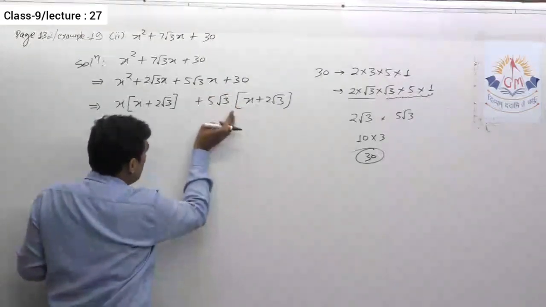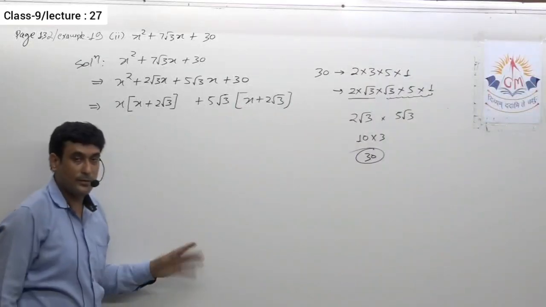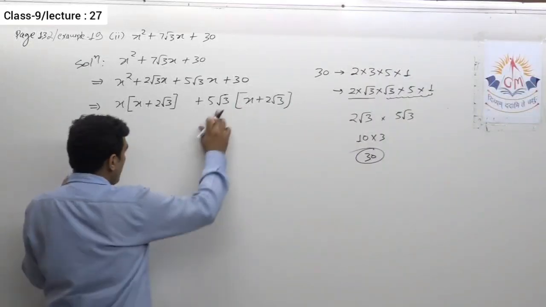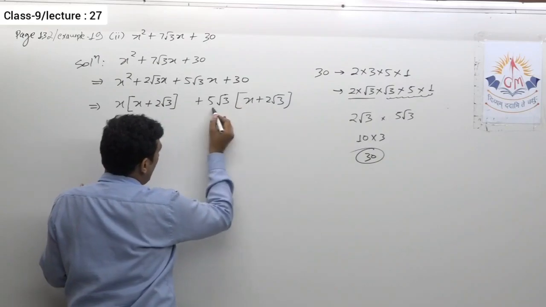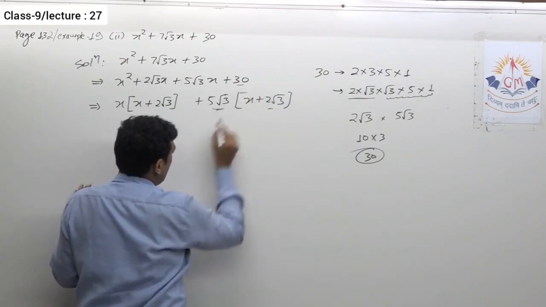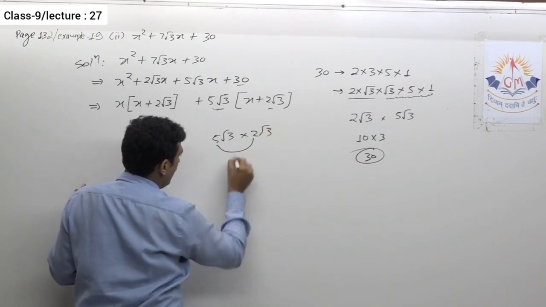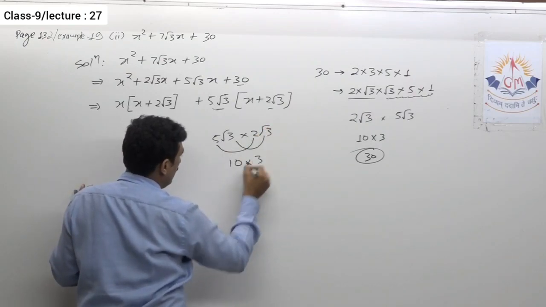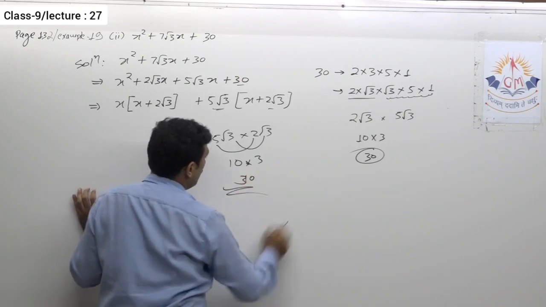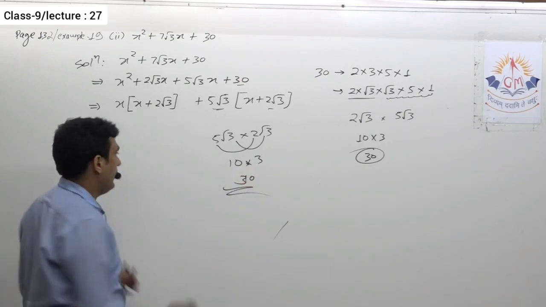And if you want to check, however it is not required, but still for your satisfaction, if you multiply these two, definitely you will get 30. See, 5 root 3 into 2 root 3. 5 into 2 is 10. Root 3 into root 3 is 3. That is equal to 30. So we are getting the same thing.